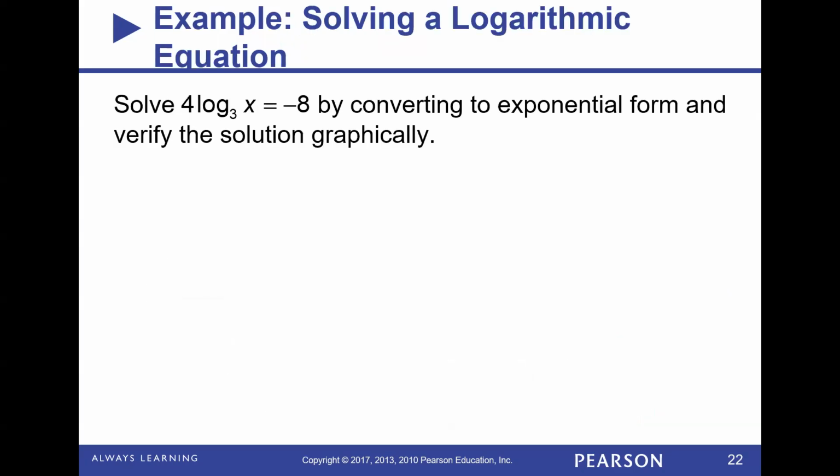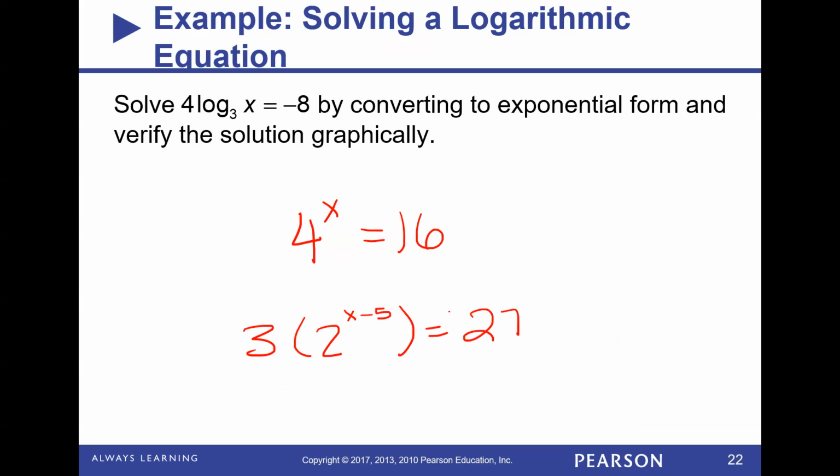Okay, so now let's look at solving logarithmic equations. What makes these different from what we have previously done? Well, previously, everything we've looked at has been things like 4 to the power of x equals, say, 16, or say 3 times 2 to the power of x minus 5 equals 27. All of these previously have had x in the exponent, making them exponential equations.